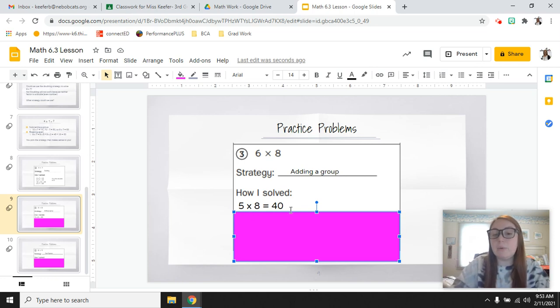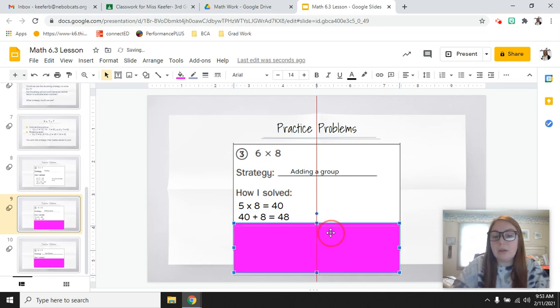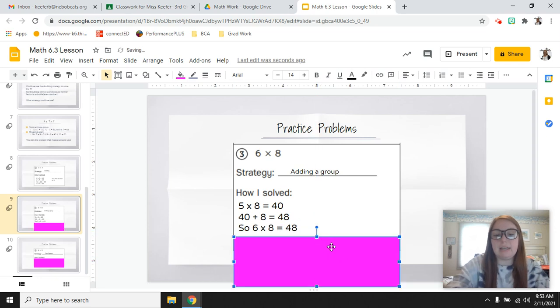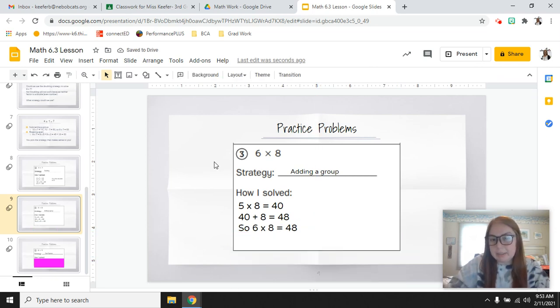So 5 times 8 would equal 40. And I would need to add a group of 8 in order to get 6 times 8. So I would do 40 plus 8, which would equal 48. So then I could say 6 times 8 equals 48. Okay, so when you're adding a group, that means your helper fact is a group less than your actual fact. Okay? And if you're subtracting a group, then it's the opposite. So that would be that your helper fact is greater than the fact that you're trying to solve.